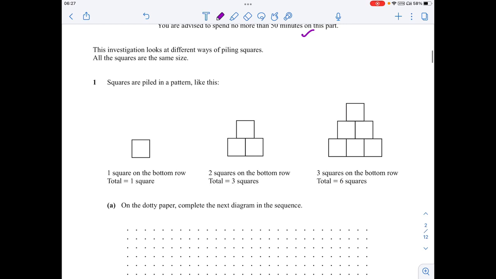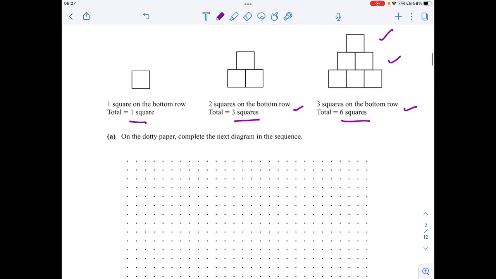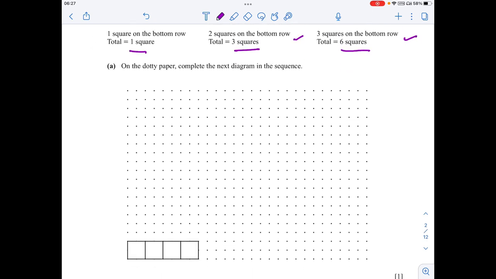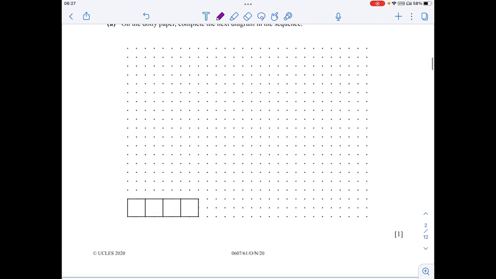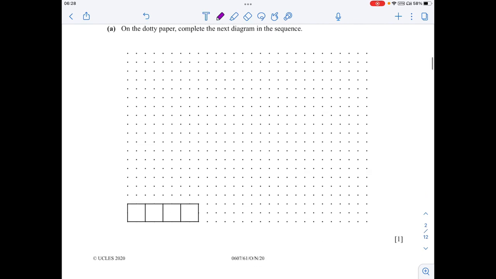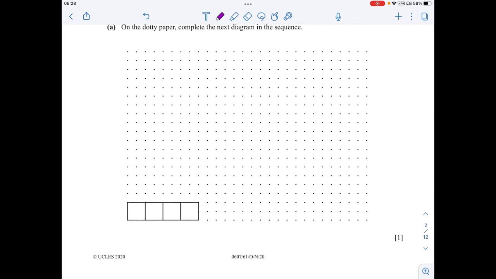This investigation looks at different ways of piling squares. Squares are piled in the pattern like this: one square, then two squares in the bottom row, so totally three squares. Next, three squares in the bottom row, then two squares and one square, so totally six squares. On dotty paper, complete the next diagram of this sequence. So over here four squares are there. So what should I be doing? I should be drawing three more squares on the top of it.